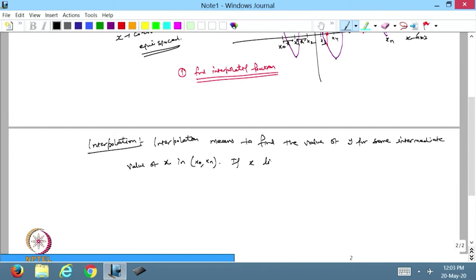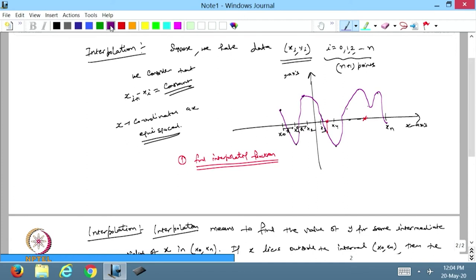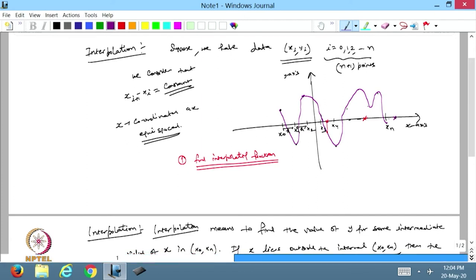If x lies outside the interval, that is x 0 and x n, then the process is called extrapolation. So in that case we will call it extrapolation, otherwise this is interpolation. In extrapolation, this is the function given to me and somebody asks what will be the value of the function for this x. This x is outside the interval, somewhere here. In that case, if I want to approximate the value, it will be done by using extrapolation. And in between, it is done by using interpolation.